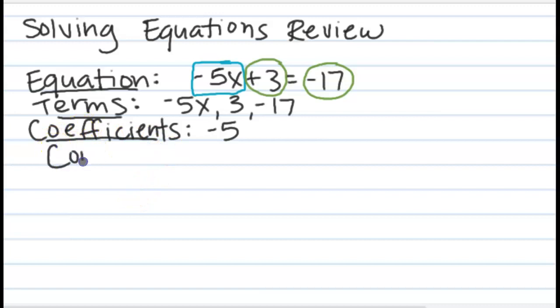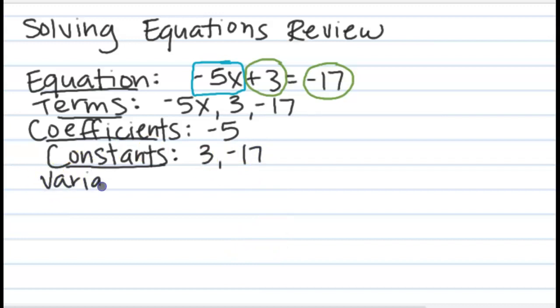And next, we have constants. Constants are our regular numbers without a variable. That would be 3 and negative 17. And then finally, I've referenced it a couple times, but let's get to that variable. And the variable here is x. X does not always have to be the variable in an equation. It can take on any letter.